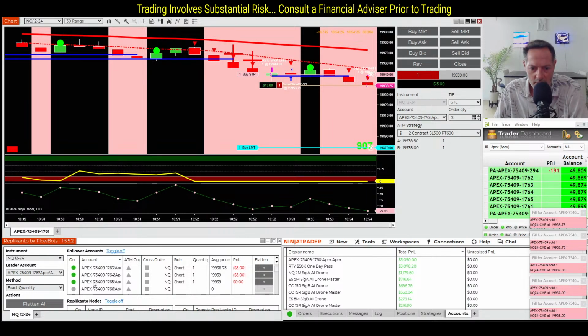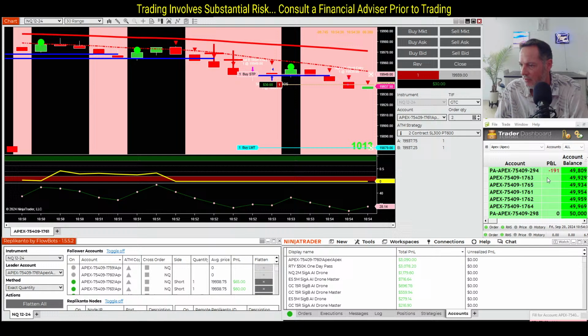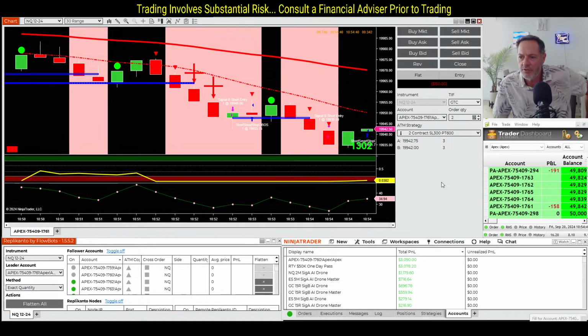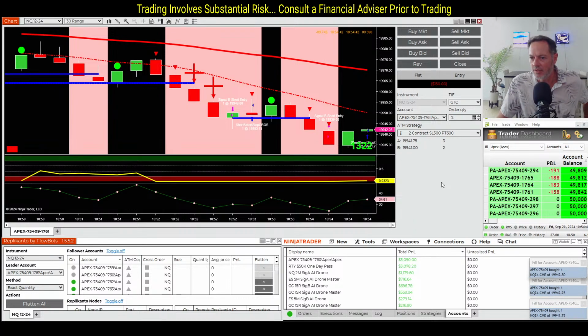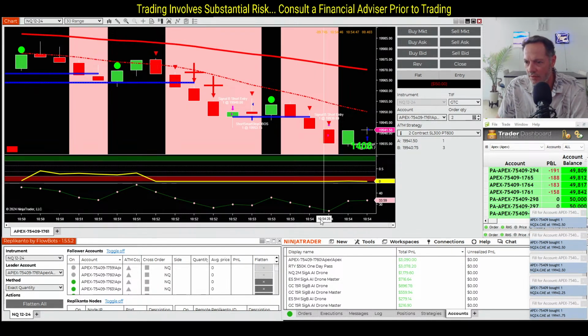Trying to go short. Signal B entry. Let's see how many accounts I have. I think I got maybe 4. 1, 2, 3, 4, 5. I think we got 5 accounts rolling here. Order submitted. Trying to go short here. Signal B entry. Smart stop got us again. So the oversold's getting us here.